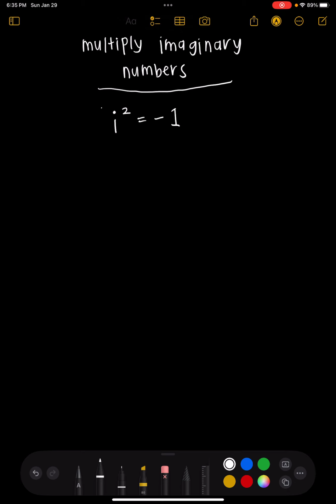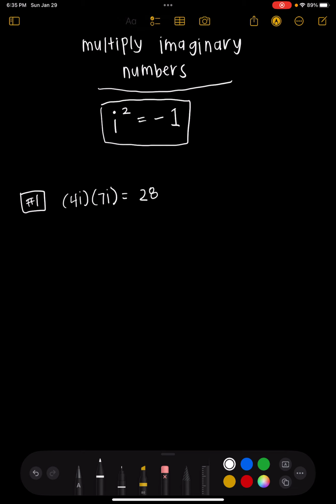So, let's get started with the first example. Example number 1 says 4i times 7i. Now, when we multiply imaginary numbers, it's like we're multiplying real numbers, except you've got that variable at the end, the i's. So what we're going to do is do 4 times 7, which gives us 28, and then i times i would give me i squared.